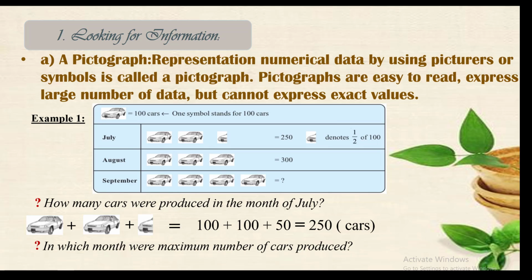In which month was the maximum number of cars produced? September was the maximum number of cars produced because it had 400 cars produced.